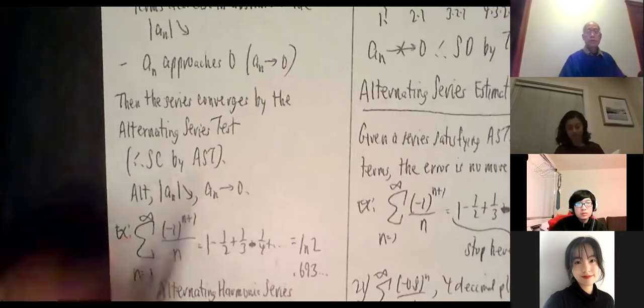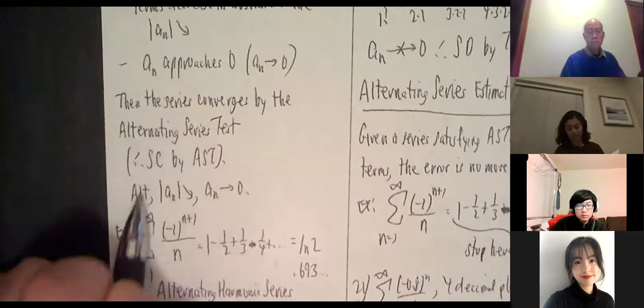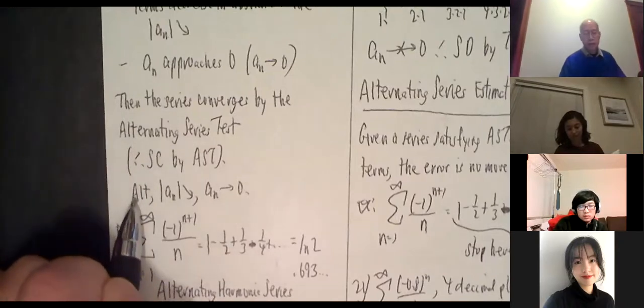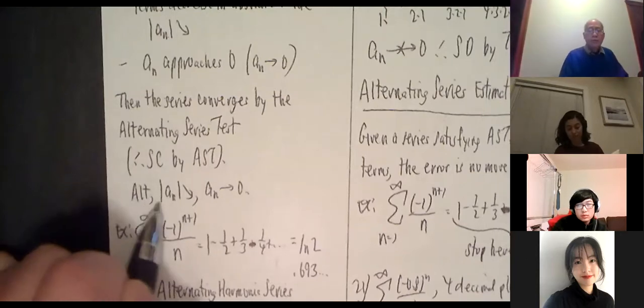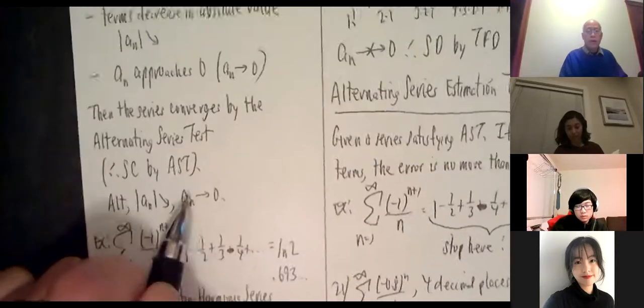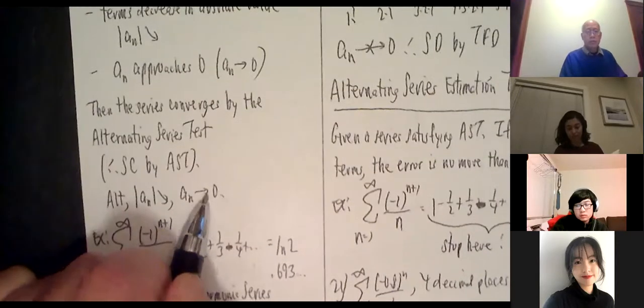Okay, so alternating series test, 3 things have to be true. Obvious one is alternating. What's a giveaway for the alternating? Quite often the -1 thing. Absolute value of a sub n is decreasing. That means the terms decrease in absolute value, and a sub n approaches 0. Then the series converges by the alternating series test.